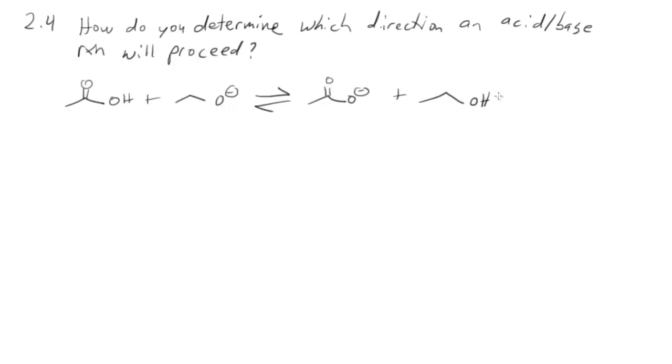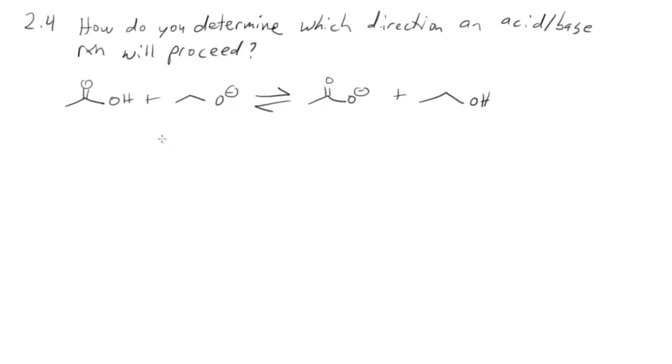All right, so let's go back and we'll take the reaction that we looked at earlier. And how do we determine which direction an acid-base reaction will proceed? So the first thing that we need to do to be able to figure it out was we need to have a reaction written out. So here I have a reaction written out where acetic acid reacts with ethoxide to form acetate and ethanol.